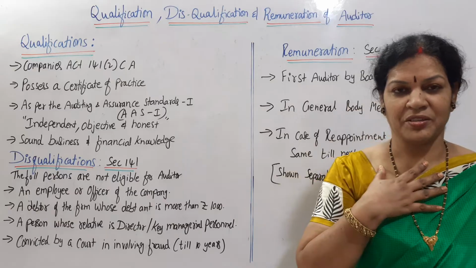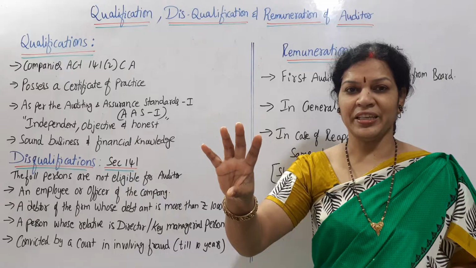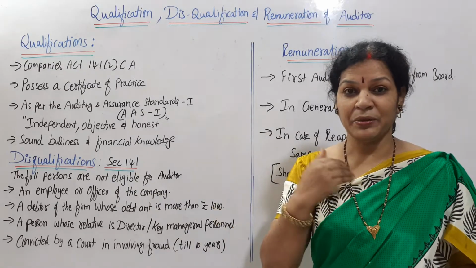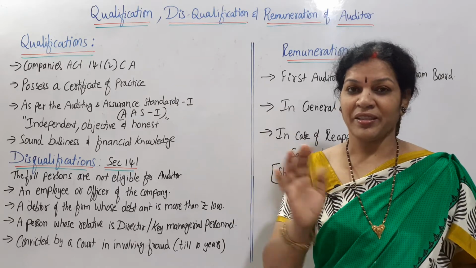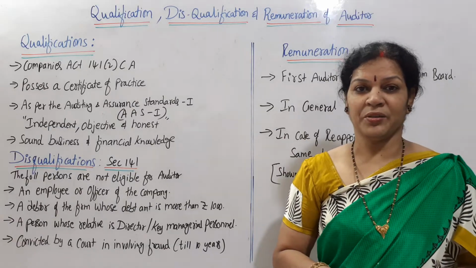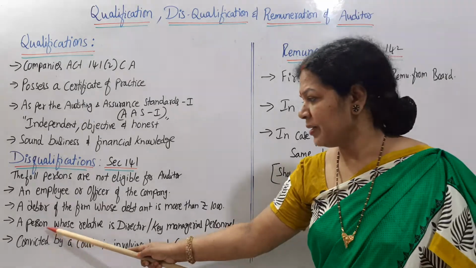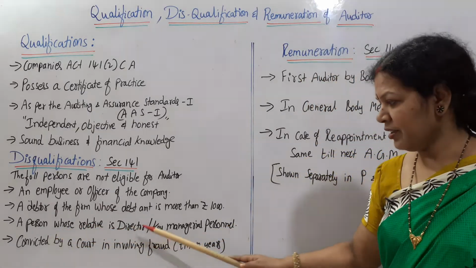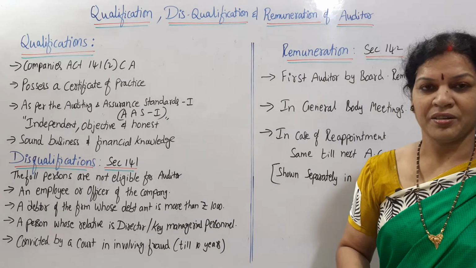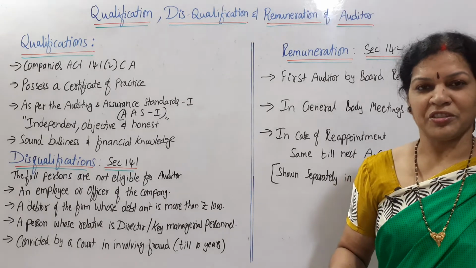Say I am an auditor, and a director of the company or any key managerial person is my relative, or I have links with them, then I am not eligible to become an auditor of that company. Are you getting this? That is what this third point is saying. A person, meaning an auditor, whose relative is a director or key managerial person is not eligible. If there is a relation and he becomes an auditor, they can do any kind of manipulation. That is the main reason.